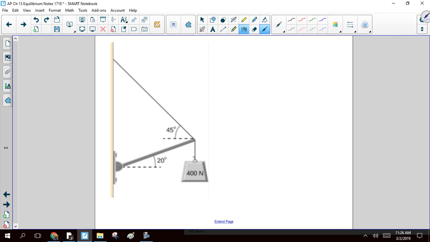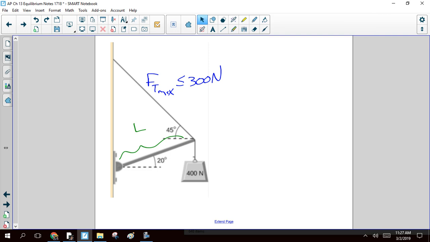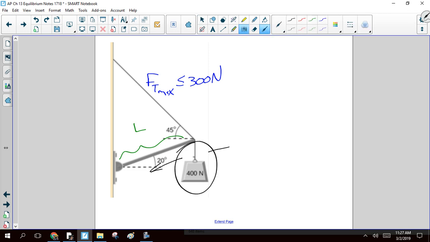Let's suppose that the tension maximum on this cable here, it's got to be less than or equal to 300 newtons. Okay, and so the question then, let's suppose that this whole beam has a length of, let's call it just L. All right, so my question is, where do we need to hang this guy? We got to move it somewhere. Obviously, you can't move it farther to the right. Never mind, just drew that other arrow there. But where do we need to move it to ensure that we don't break the cable?